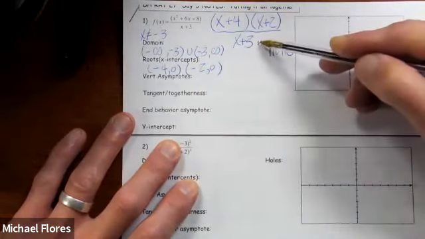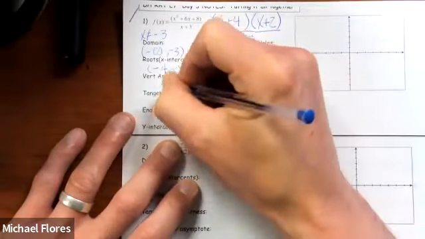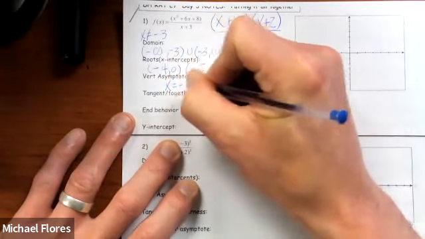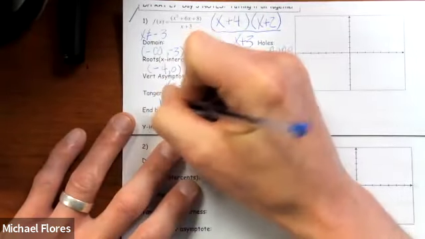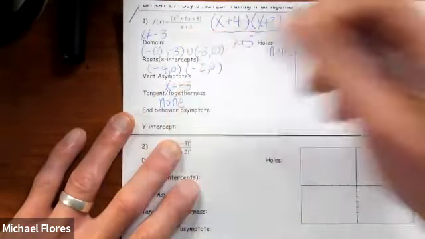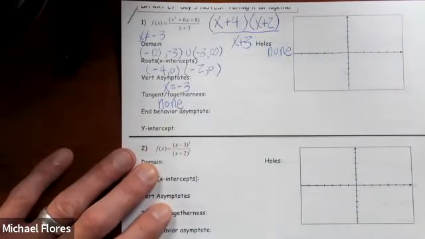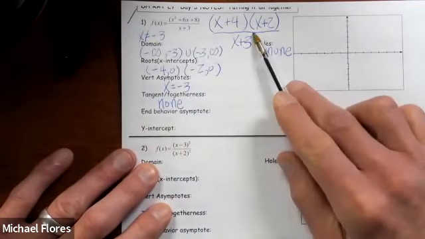Vertical asymptotes, set x plus 3 equal to 0 and solve. X equals -3. Tangent or togetherness, here we do not have an example of that. End behavior asymptote, we are top heavy.